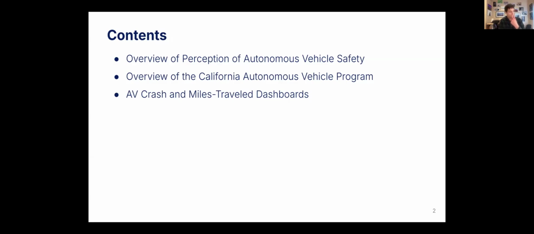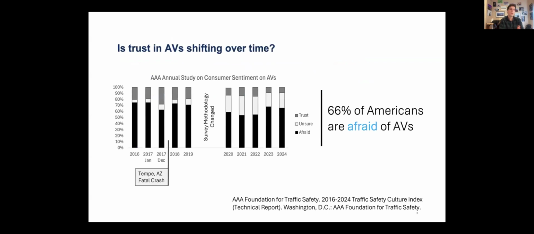This work was funded by the California Office of Traffic Safety. It's work that's under a grant program through them and will be subsequently followed up with additional work that will be supported by the California Department of Motor Vehicles, which, as you'll see, regulates autonomous vehicle testing in the state of California. So let's just talk really briefly about the concept of trust and perception of trust of autonomous vehicles.